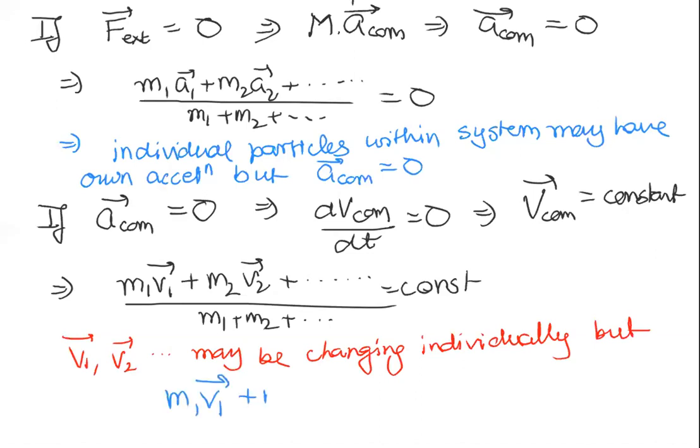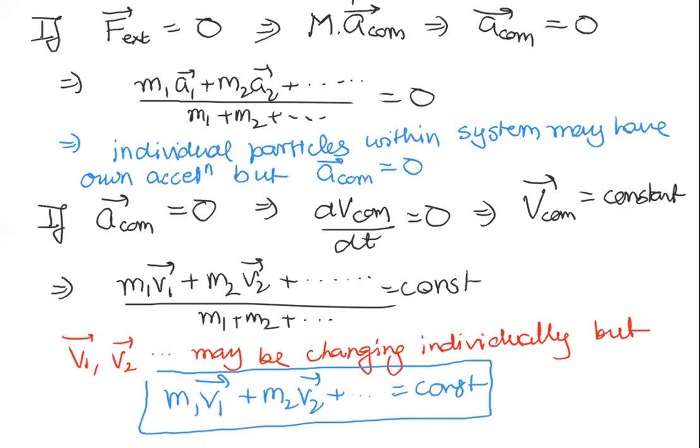M1V1 plus M2V2 is equal to constant. Anybody recognize what this is? Momentum. Yes, good. So we have arrived at a very, very important juncture. This is the law of conservation of momentum.